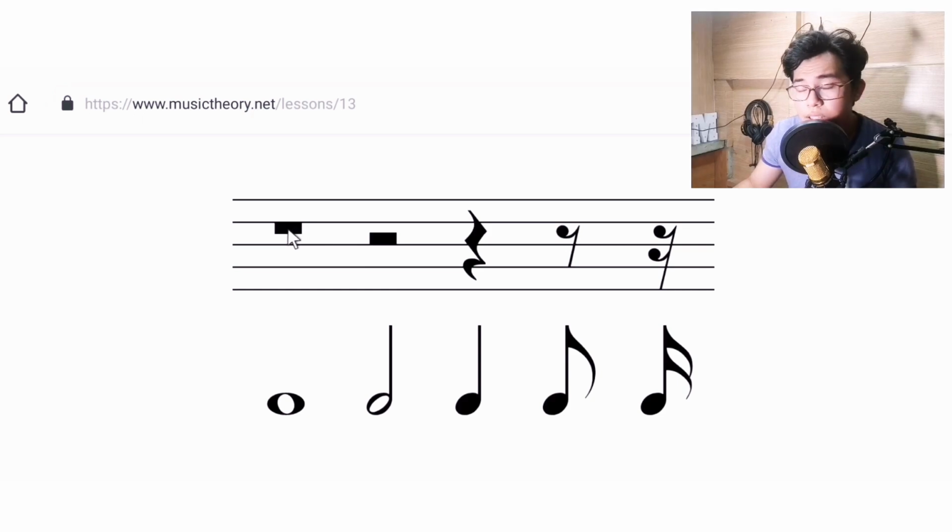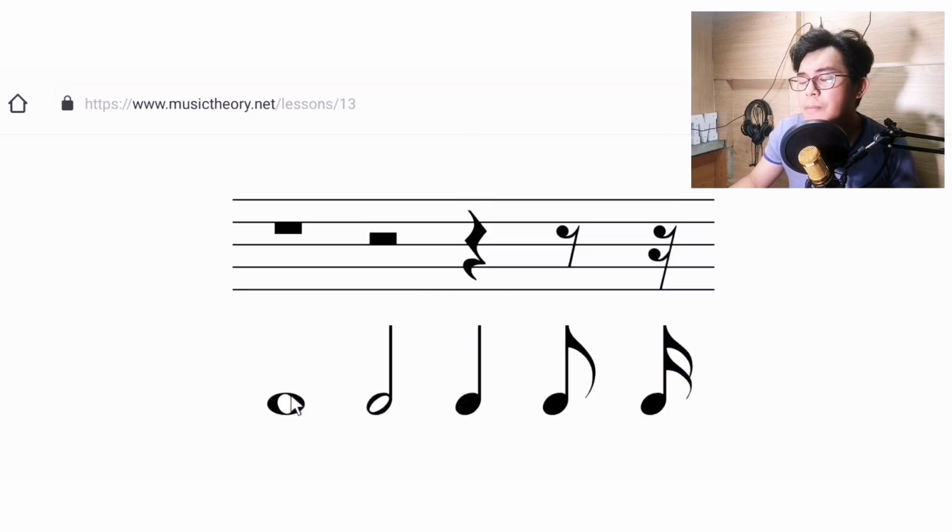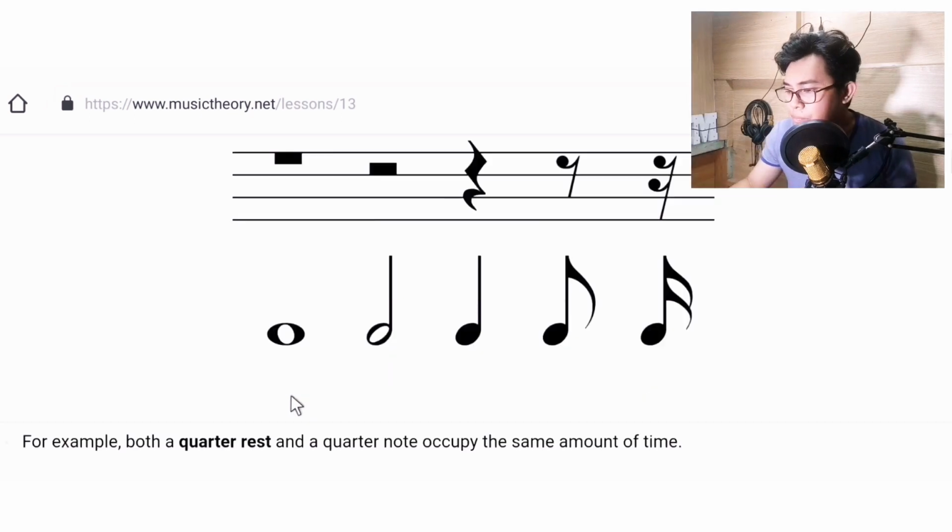So, this is the whole rest. So, yung name, ganun pa rin, except yung note, pinalitan natin ng rest. So, we have the whole rest, half rest, quarter rest, 8th rest, 16th rest. So, lahat yan puro rest. Kung ano yung equivalence ng beat natin sa note, ganun din yung equivalence niya sa rest.